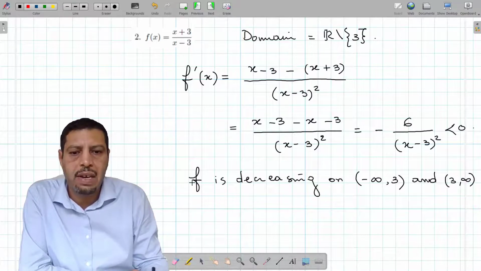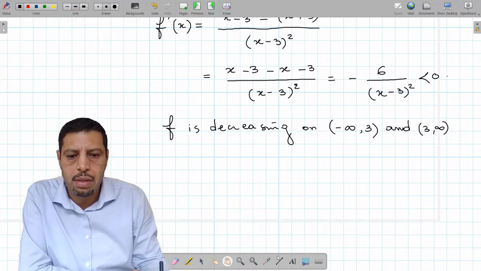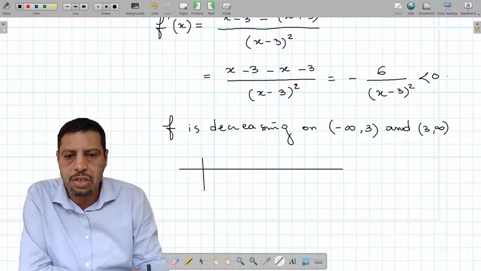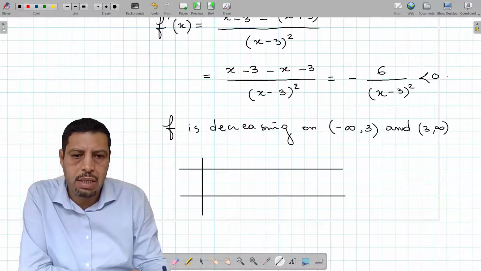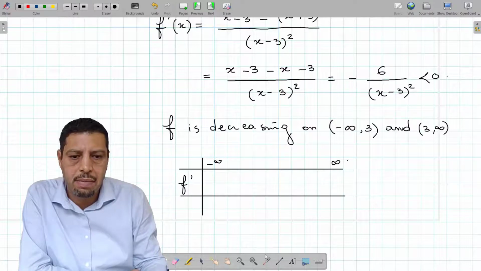So there is no interval on which f is increasing. It's always decreasing. And if you draw your sign chart, you can draw it here just to see it clearly. So f prime, it's from negative infinity to infinity. You put the 3 here.